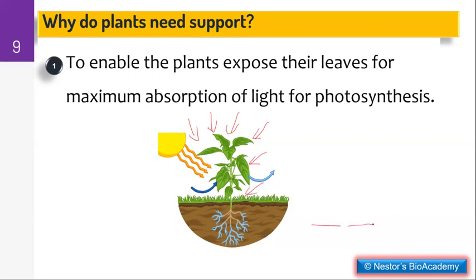This is in sharp contrast to a plant that, let me say, lacks support and has fallen. If a plant lacks support and has fallen in this state, only the leaves on this end will be exposed to sunlight. But there are so many other leaves down here that will not be able to trap light energy, and therefore the process of photosynthesis will be impaired significantly in a plant that lacks support.